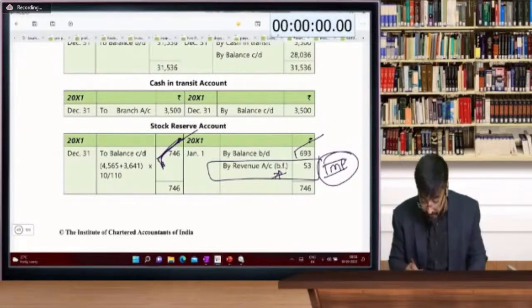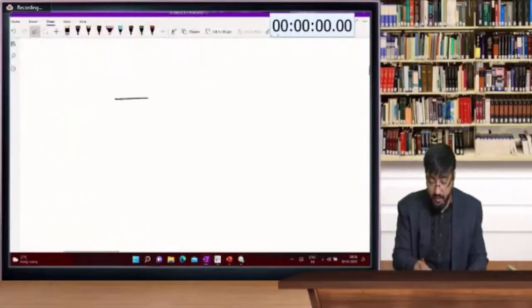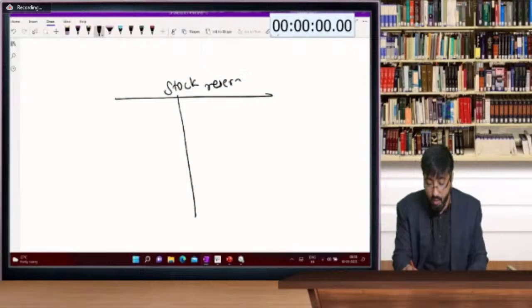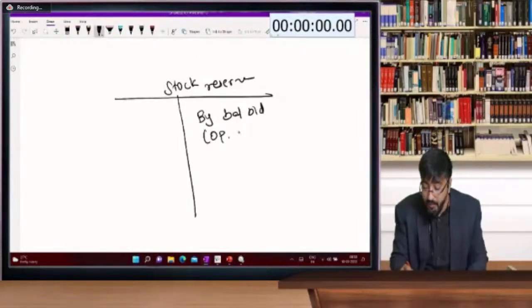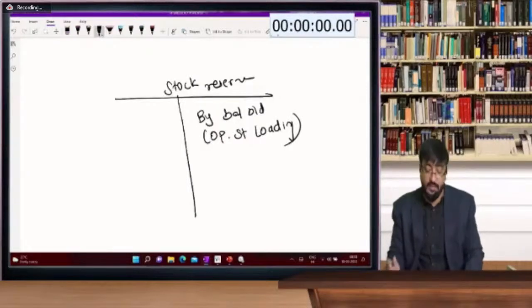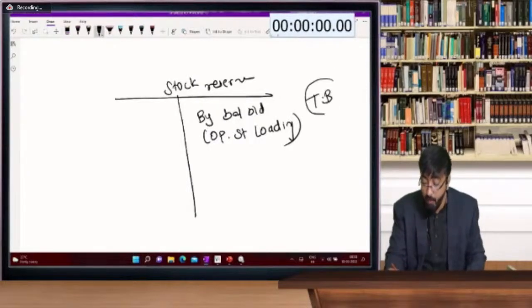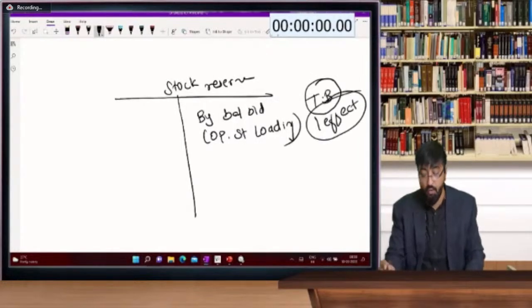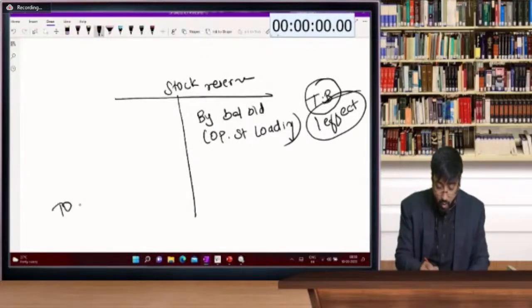Think logically. I will tell you the logic. Stock reserve account, understand it logically. By balance brought down, opening stock loading. Now many students are not getting this concept: from where is it calculated? From the trial balance. And as it is a trial balance item, there is only one effect. So from the trial balance, you directly take it in the account. So one effect. To balance carried down.